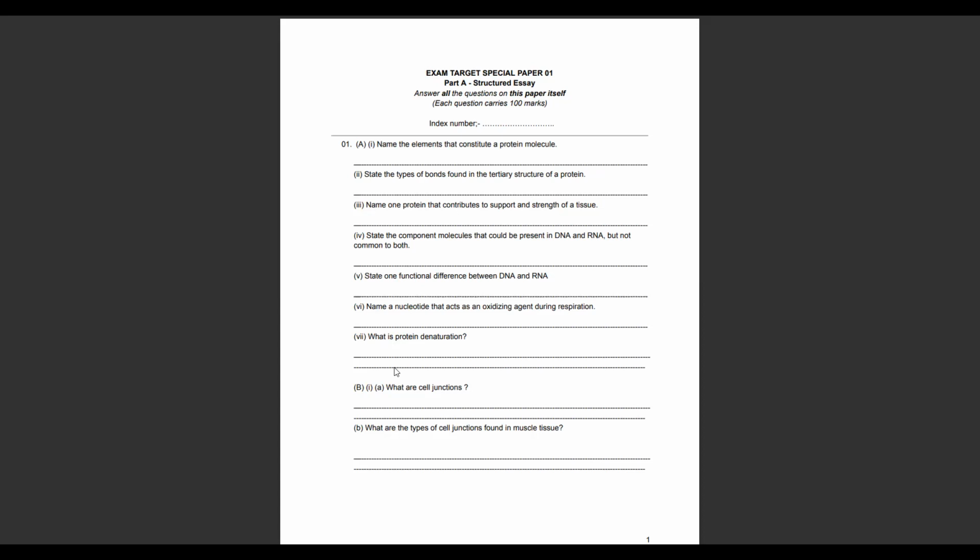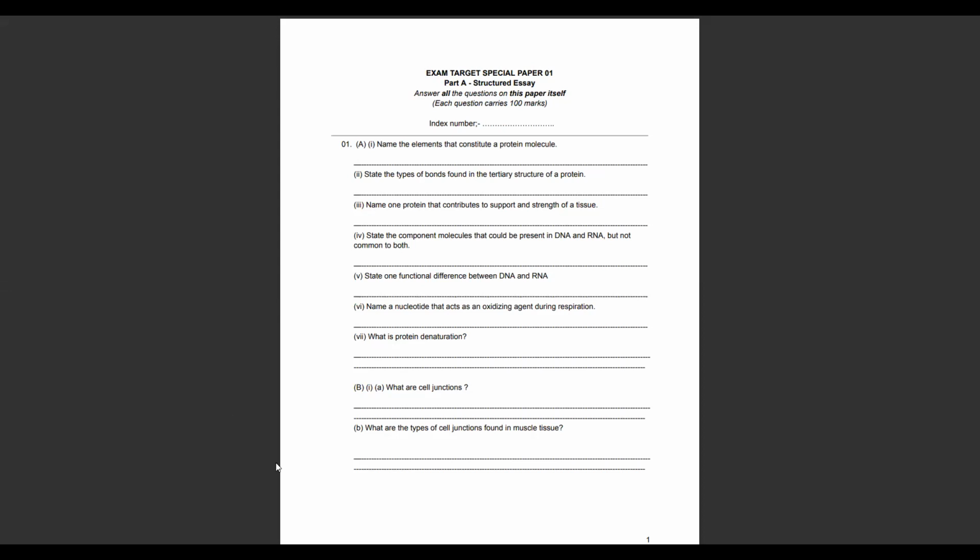Roman number 5. State one functional difference between DNA and RNA. Functional difference, not structural. So DNA replicates on its own. It can self-replicate. But RNA does not. It can't undergo self-replication. So that is the functional difference between DNA and RNA. Give 1 mark.